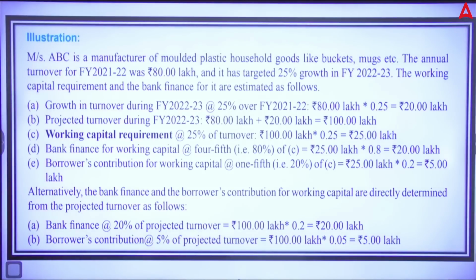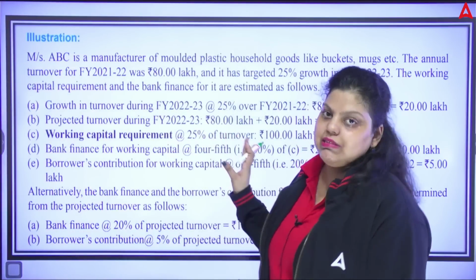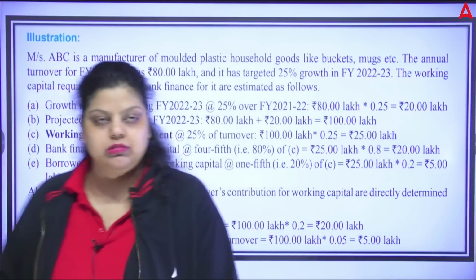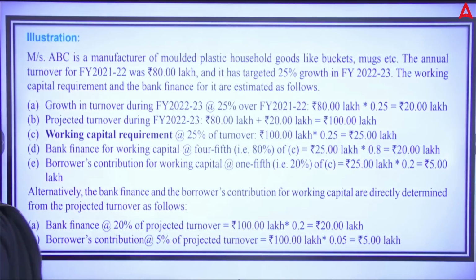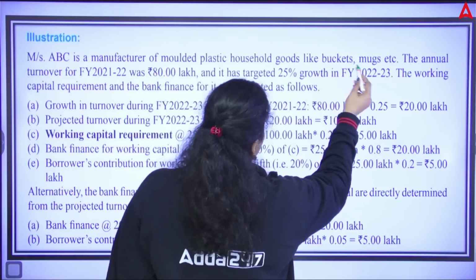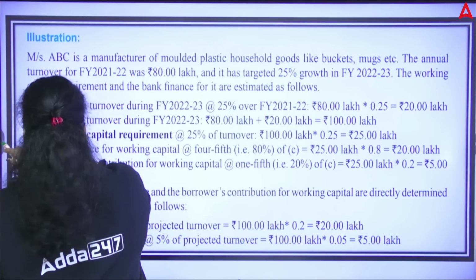So all the questions we have done, there are certain illustrations that have been given in your book, and the maximum number of times the same-value questions have been seen in the paper. So do make sure you cover your book's numerical examples. So you can see, ABC manufactures molded plastic household goods like buckets and mugs. The annual turnover there is 8.